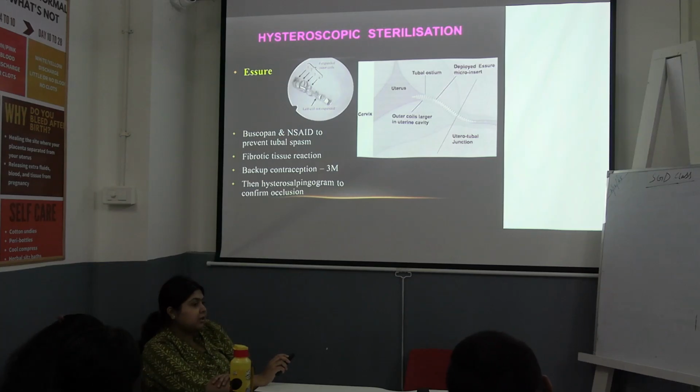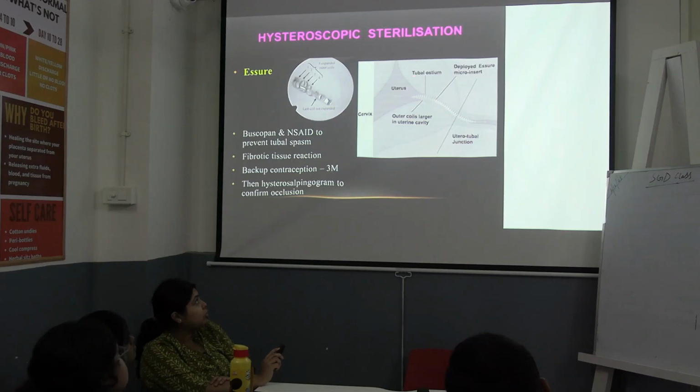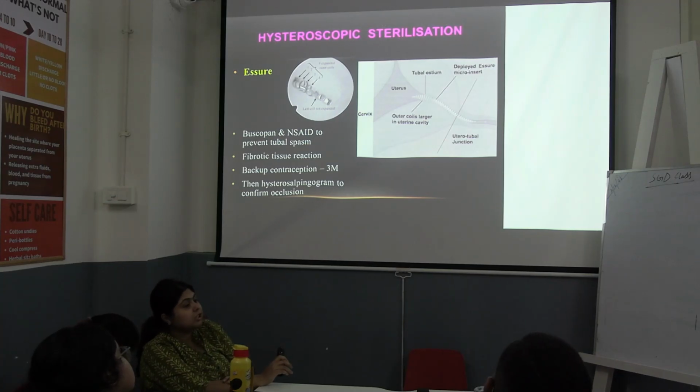And how will you check? You will push a dye and take an X-ray. What you will see is that due to fibrosis and reaction, these two cornua and the tubes have been blocked. There is no spillage of the dye. So, this acts as a contraceptive device. It induces bilateral tubal block. As a result, the sperm cannot meet the ova.